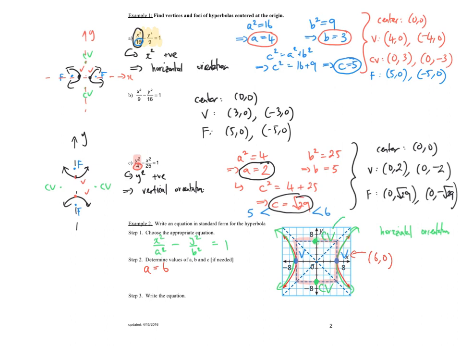The co-vertex here has coordinate (0, 6), so that tells me that b is going to be 6. We don't need to work out c because c doesn't take part in the equation for the hyperbola. So substituting in here, we get x squared over a squared, 36, minus y squared over b squared, 36, is equal to 1.